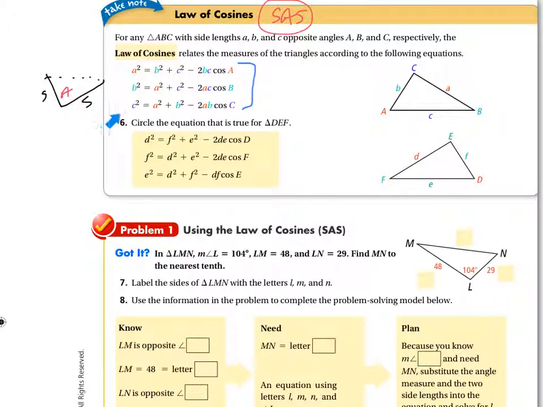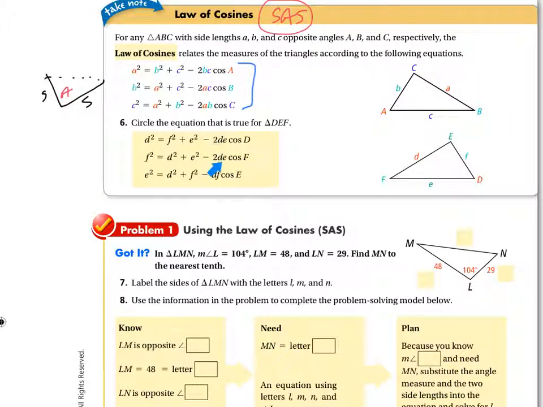But all you have to do is look at it and go, okay, this is the side I'm finding. The angle's on the opposite side of the same side that I'm finding. And then the two other sides, I just square them, think Pythagorean theorem, and then don't forget you have a minus 2 times whatever those two sides are.